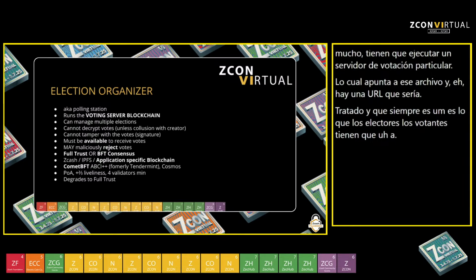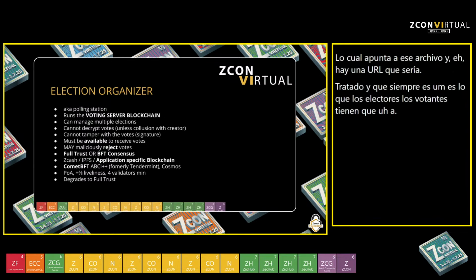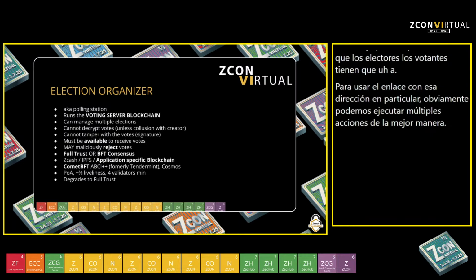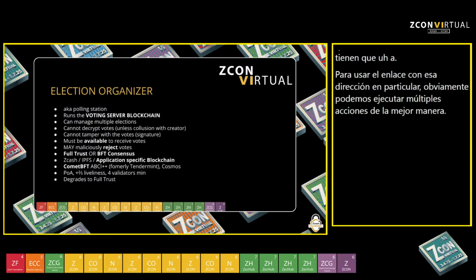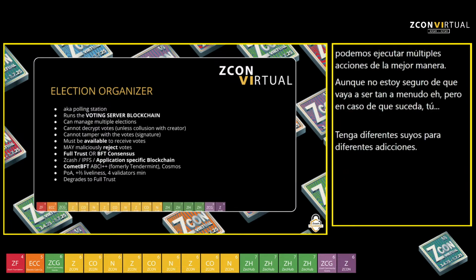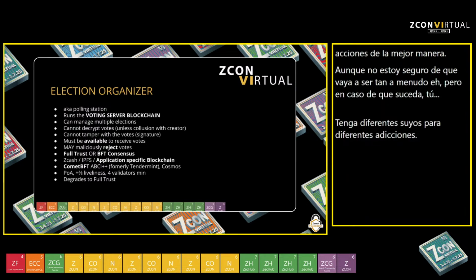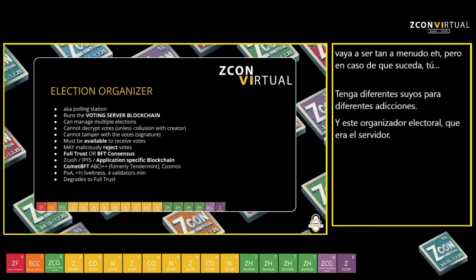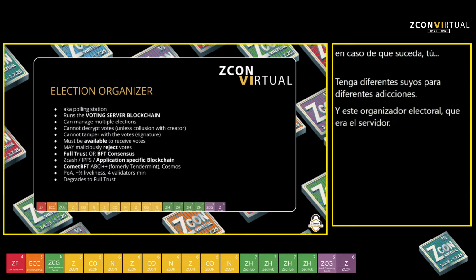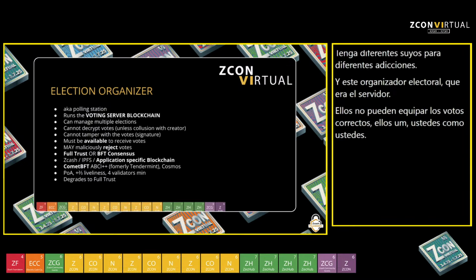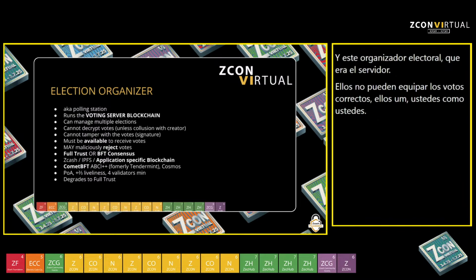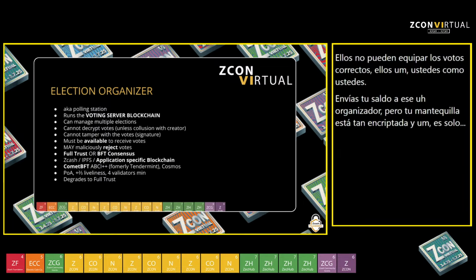Obviously, we can run multiple elections at a given time, even though I'm not sure it's going to happen very often. But in case it happens, you have different URLs for different elections. And this election organizer who runs these servers cannot decrypt the votes, right? You as an elector send your ballot to that organizer, but your ballots are encrypted, and it's only the creator who has a particular secret key, which will be able to decrypt these ballots at the end.